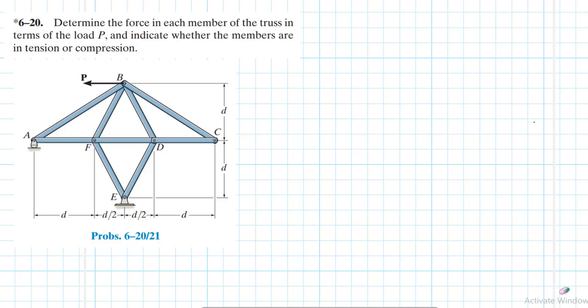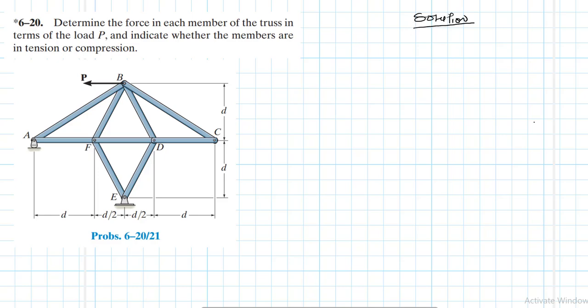We are going to be solving this engineering mechanics problem, and it reads: determine the force in each member of the truss in terms of the load P and indicate whether the members are in tension or compression. This problem is coming from the Engineering Mechanics: Statics textbook, 13th edition, by R.C. Hibbeler. Right, let's dive into the problem.